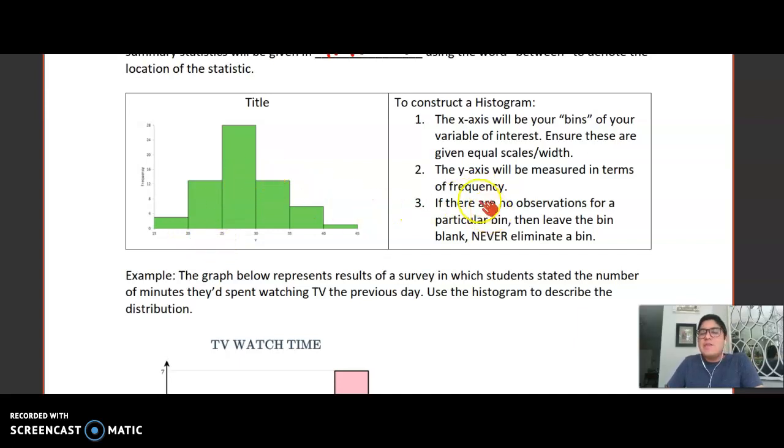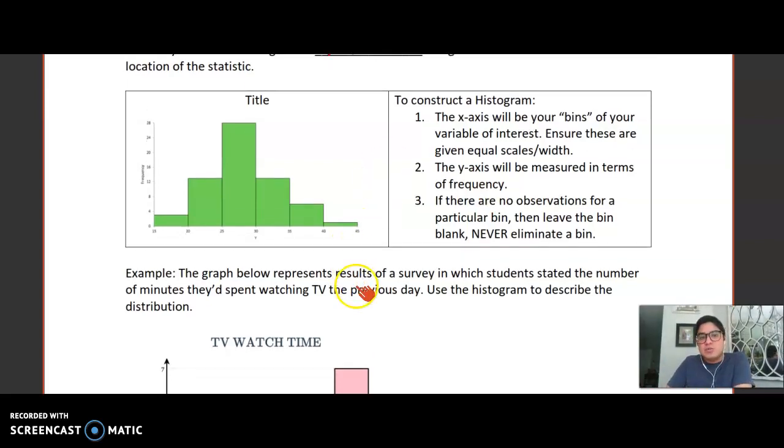And then lastly, if there are no observations for a bin, you leave the bin blank, which is going to indicate a gap. We don't eliminate bins. And we don't eliminate these missing data pieces because one, we don't want to give misleading data. But two, there's this weird idea of 0 versus none, like there are 0 observations there, so there are no observations there. That'll just help us to identify our unusual features.